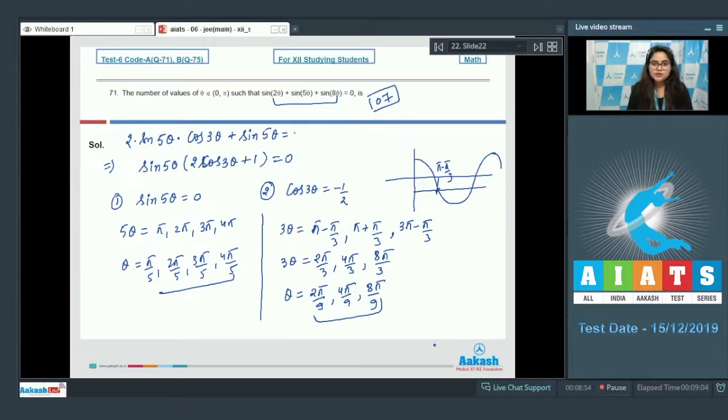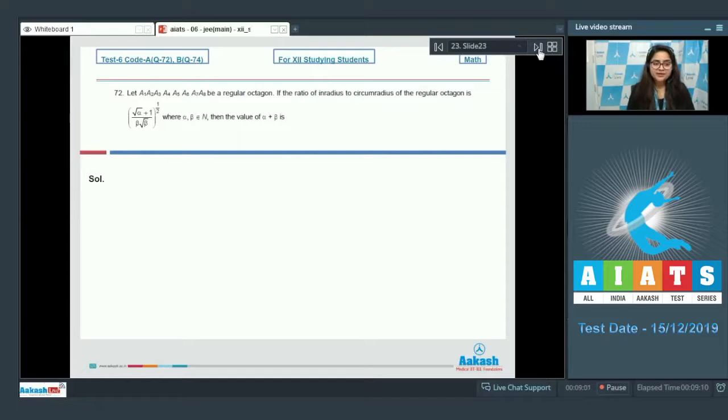Now move on to the next question. Question number 72. Let A1, A2, A3 up to A8 be a regular octagon. If the ratio of inradius to circumradius of the regular octagon is (root of (alpha plus 1) divided by beta root beta) to the whole power half, where alpha and beta belong to natural numbers, then find the value of alpha plus beta.